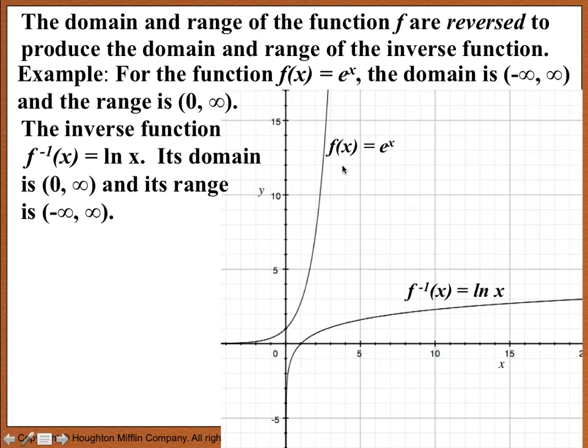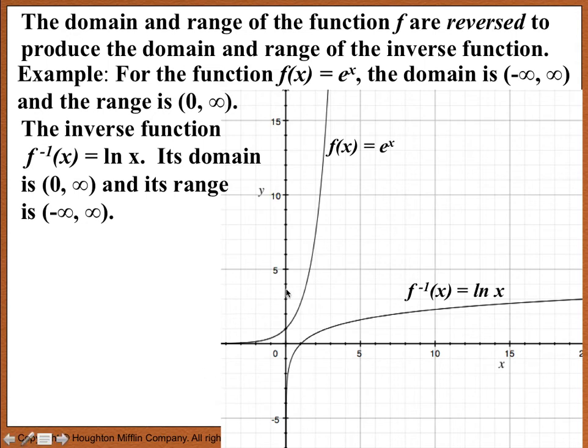There's no number that you cannot plug in for x. Therefore, the domain is all real numbers. Now the range of f of x, that's where we look at all the different y-coordinates for the graph of f of x. And we see that those y-coordinates range from 0 to infinity, and not including 0, of course.